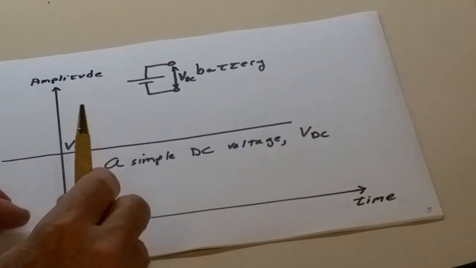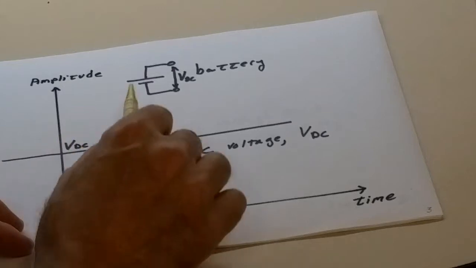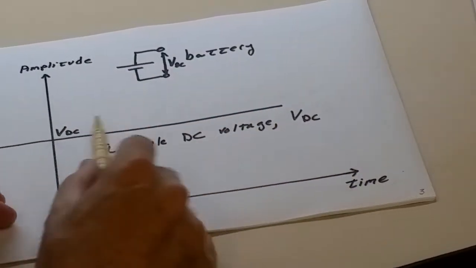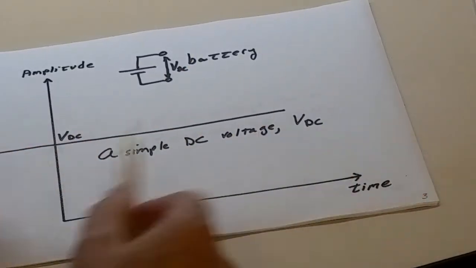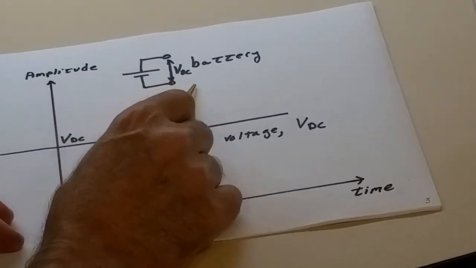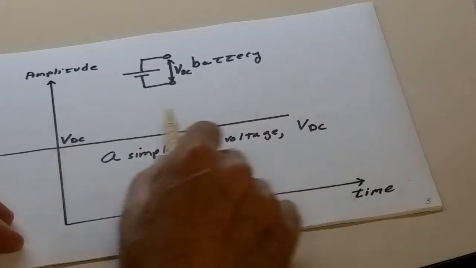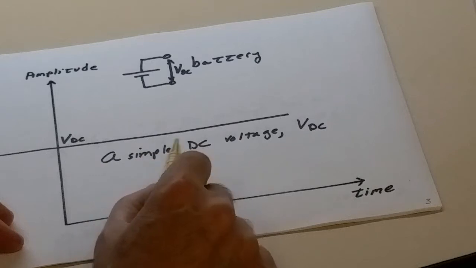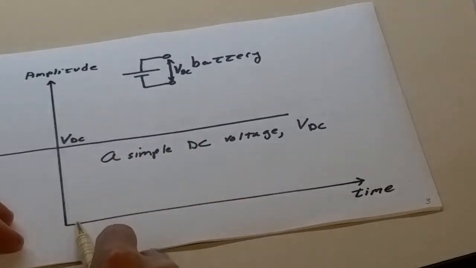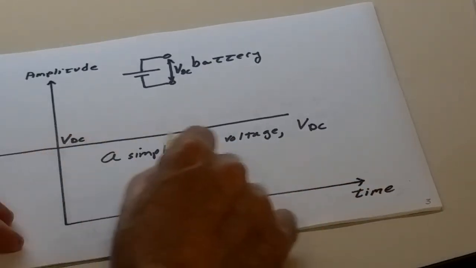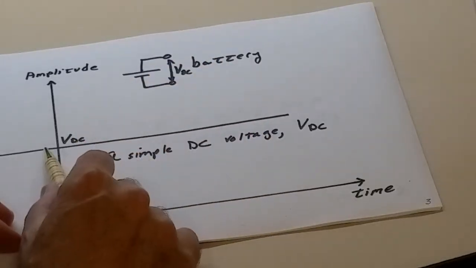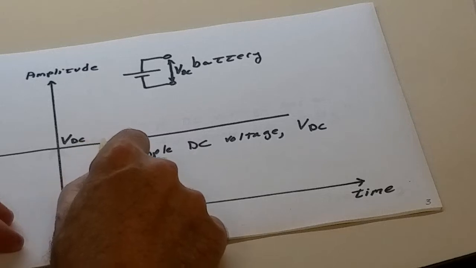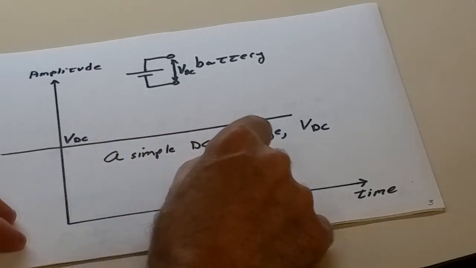Let's ask, what is the frequency spectrum of something really simple? A battery. A battery has a DC voltage, VDC. So in time, what is the output voltage of the battery? Well, it's constant. It's just the battery voltage, which I call VDC. So this is a simple DC voltage. Again, this is time, and this is a plot of the output voltage as a function of time, and it doesn't change. As time marches on, the voltage is the same.